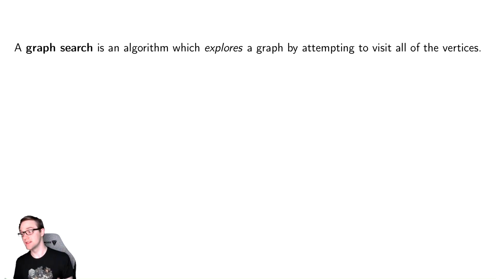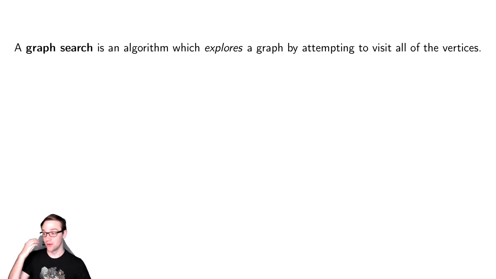You're trying to determine something like, is there a path from A to B? Trying to determine what is the shortest path from A to B. Trying to determine if the graph has cycles, or if the graph is a tree, or if the graph has A, B, C, D, whatever property you're trying to discover. A graph search is in some sense one way to do this.